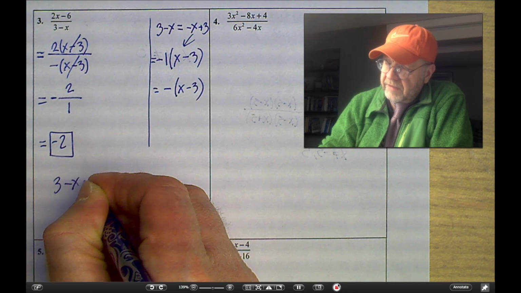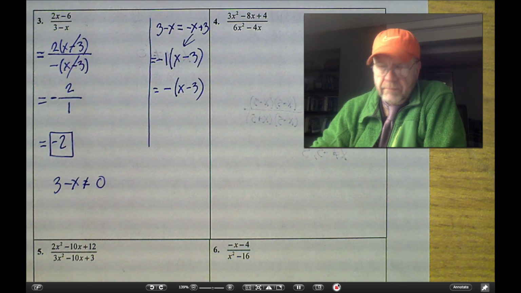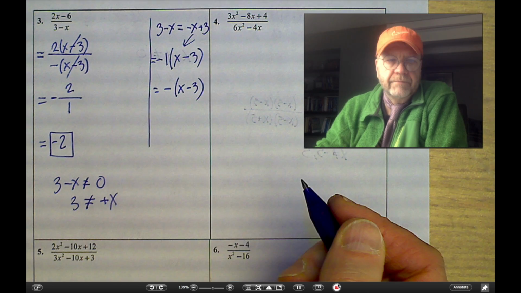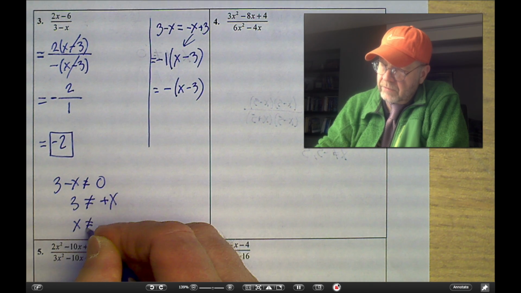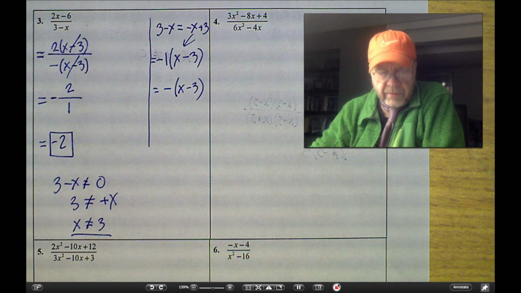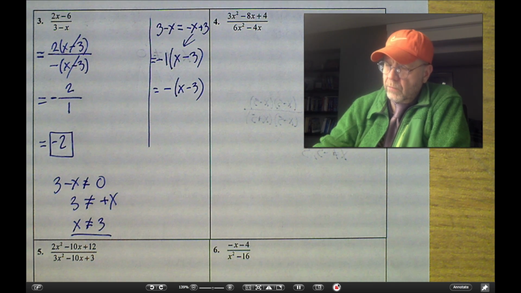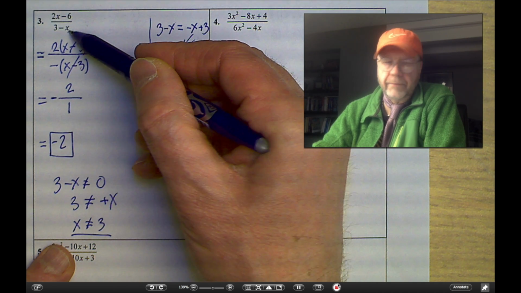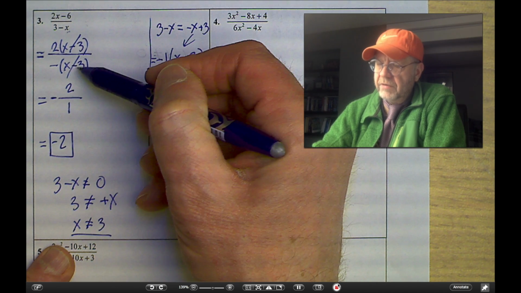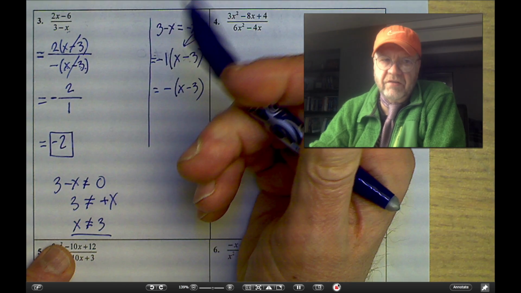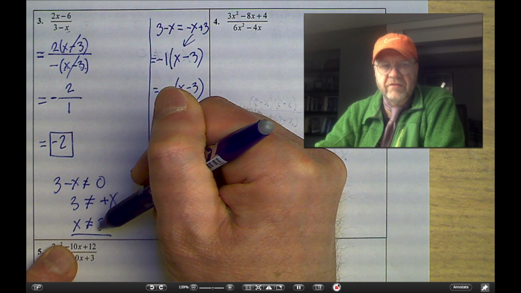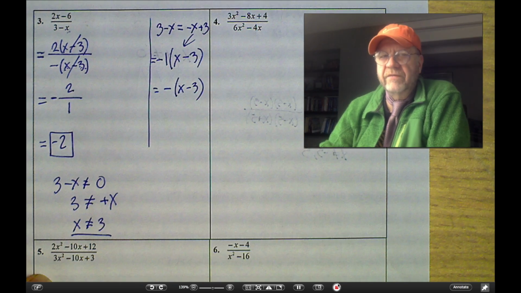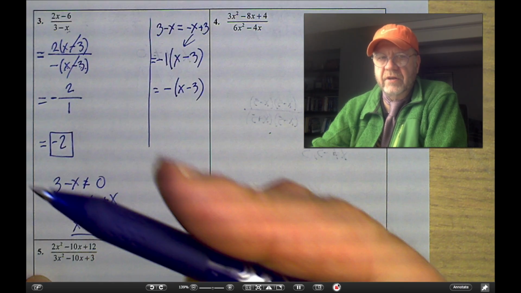3 minus x must not equal 0. In other words, 3 must not equal positive x. In other words, x must not equal 3. There's your non-permissible value. It's as simple as that. It works here. Well, we got it from here, so it definitely works here, but it also works here. If x is equal to 3, 3 minus 3 is 0. Negative 0 is still 0. So this restriction or this non-permissible value works in both of these forms here. Okay? So you're looking for values of x in any version of the expression that you have.